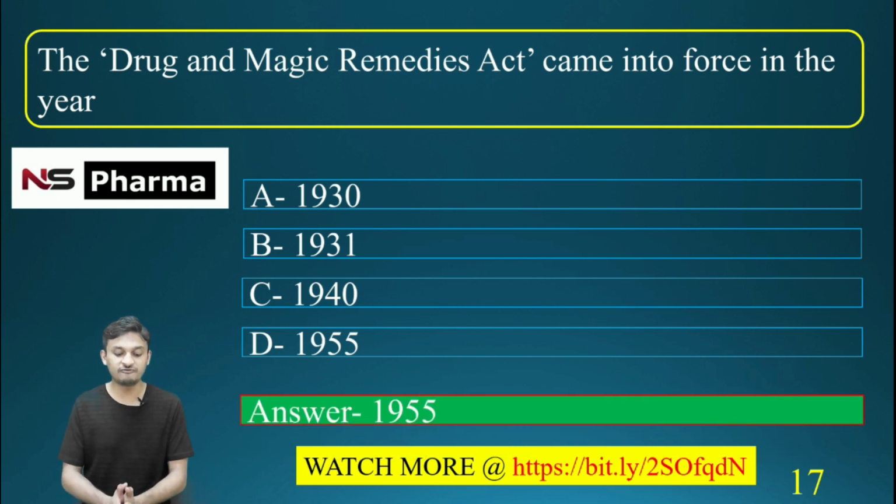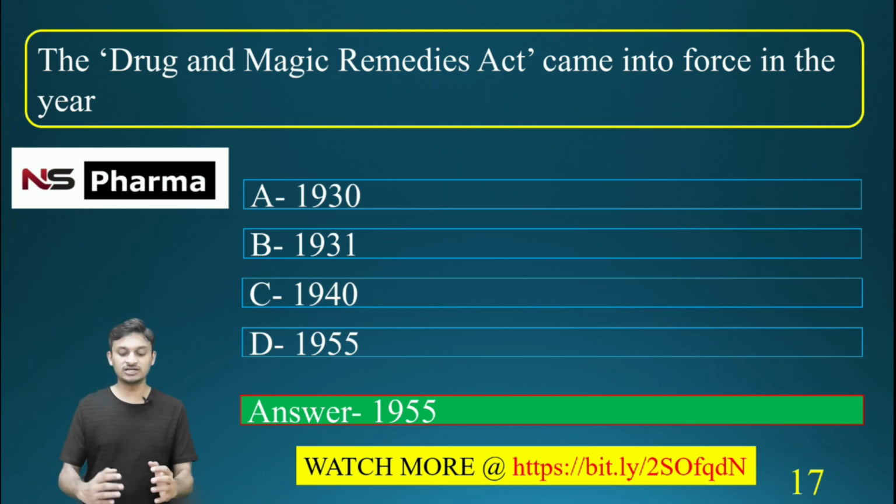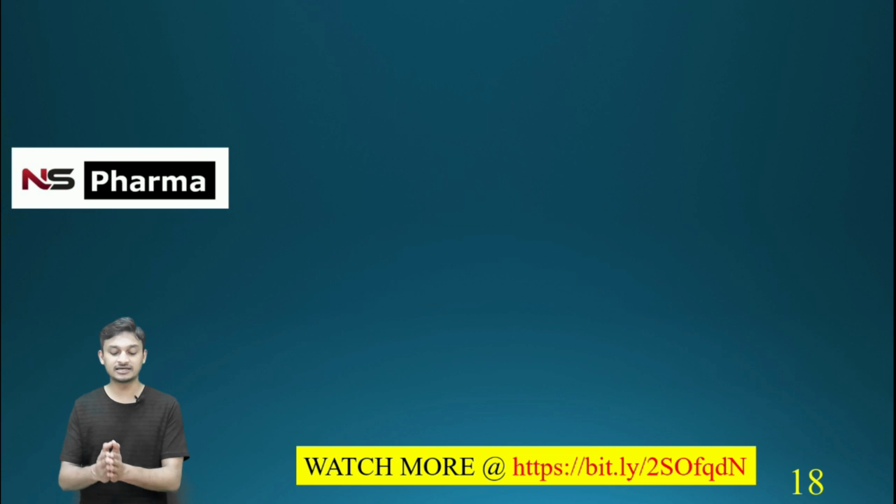1955. Suppose the question came like: the Drugs and Magic Remedies Act bill was published in the year. Then you have to opt for 1954. But here the question was when the Act came into force or commenced, so 1955. The bill was published in 1954 and therefore this Act came into force in 1955.